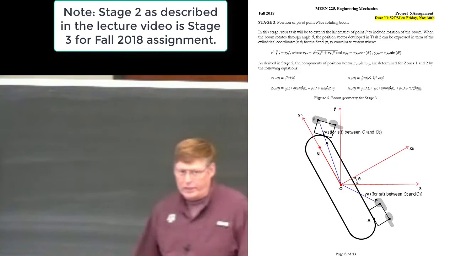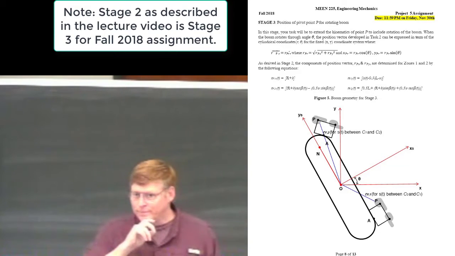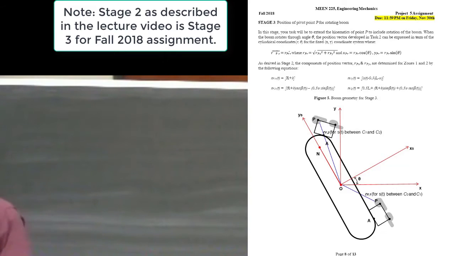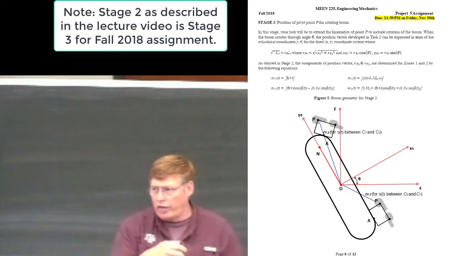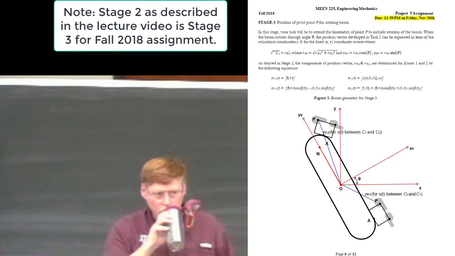Stage 2, spin the boom. How does that change? How does that change your motion? Your motion around the boom stays just like you have it in stage 1. All you have to account for now is that the boom is rotating while you're moving around the boom.